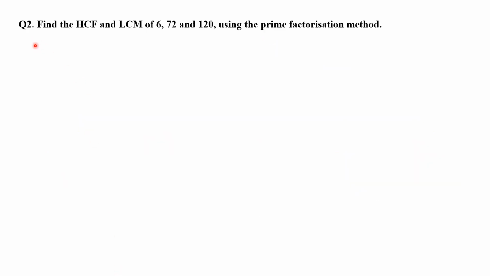Now, this question I have taken from an example question of the NCERT textbook. So, you have to find the HCF and LCM of 6, 72 and 120 using the prime factorization method. So, till now we were finding the HCF and LCM of two numbers. Now, you have to find the HCF and LCM of three numbers. Okay. So, let's start doing the factorization. So, the prime factorization of 6 is 2 into 3, isn't it? And the prime factorization of 72, let's do it.